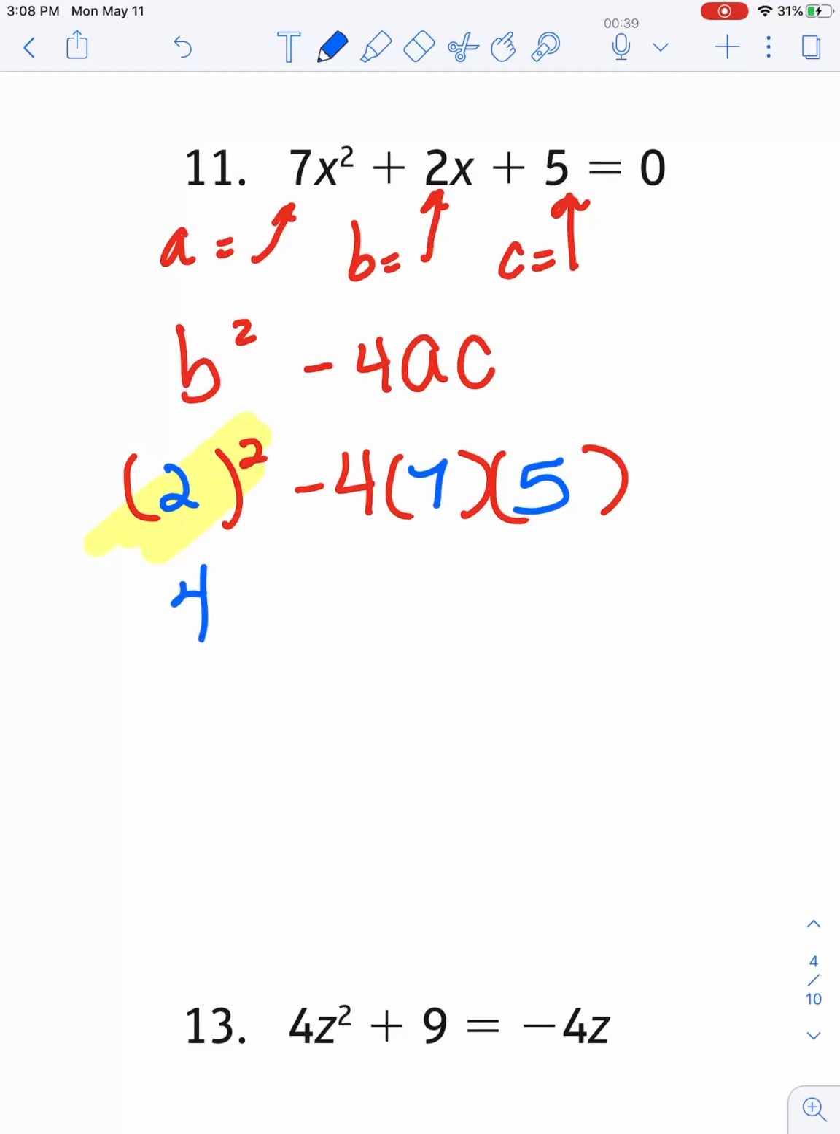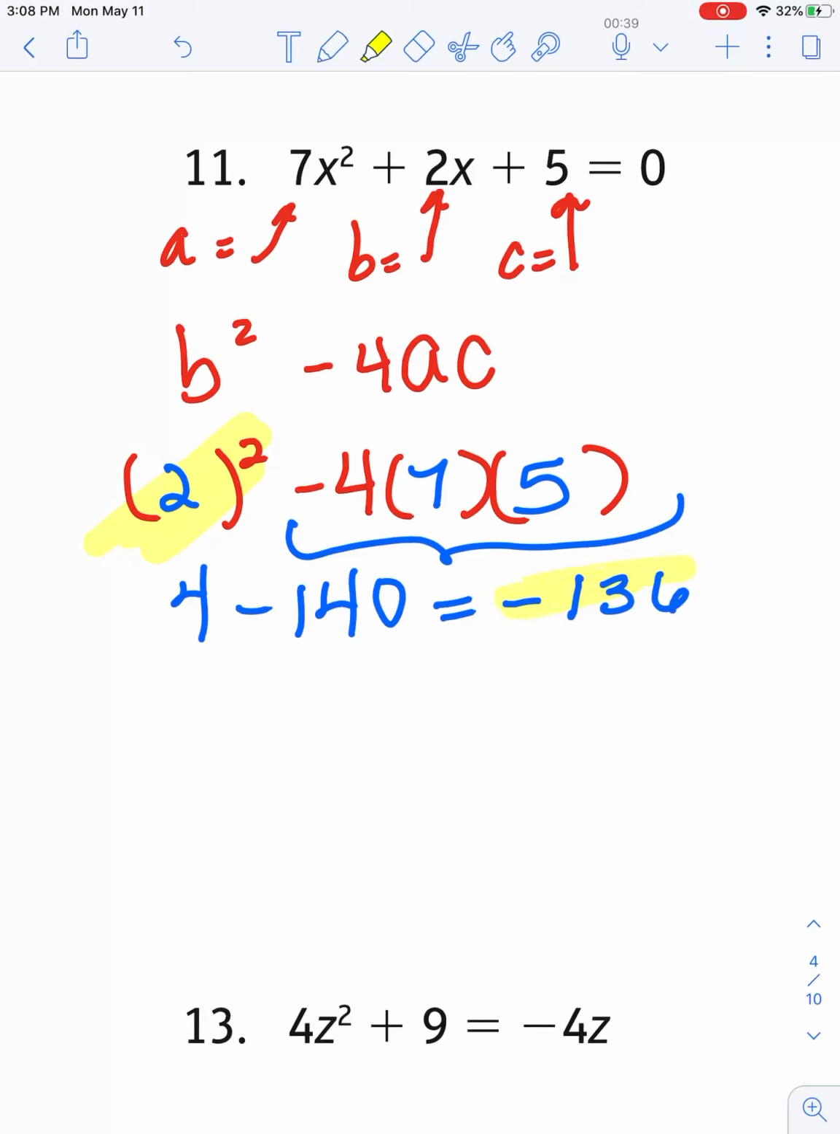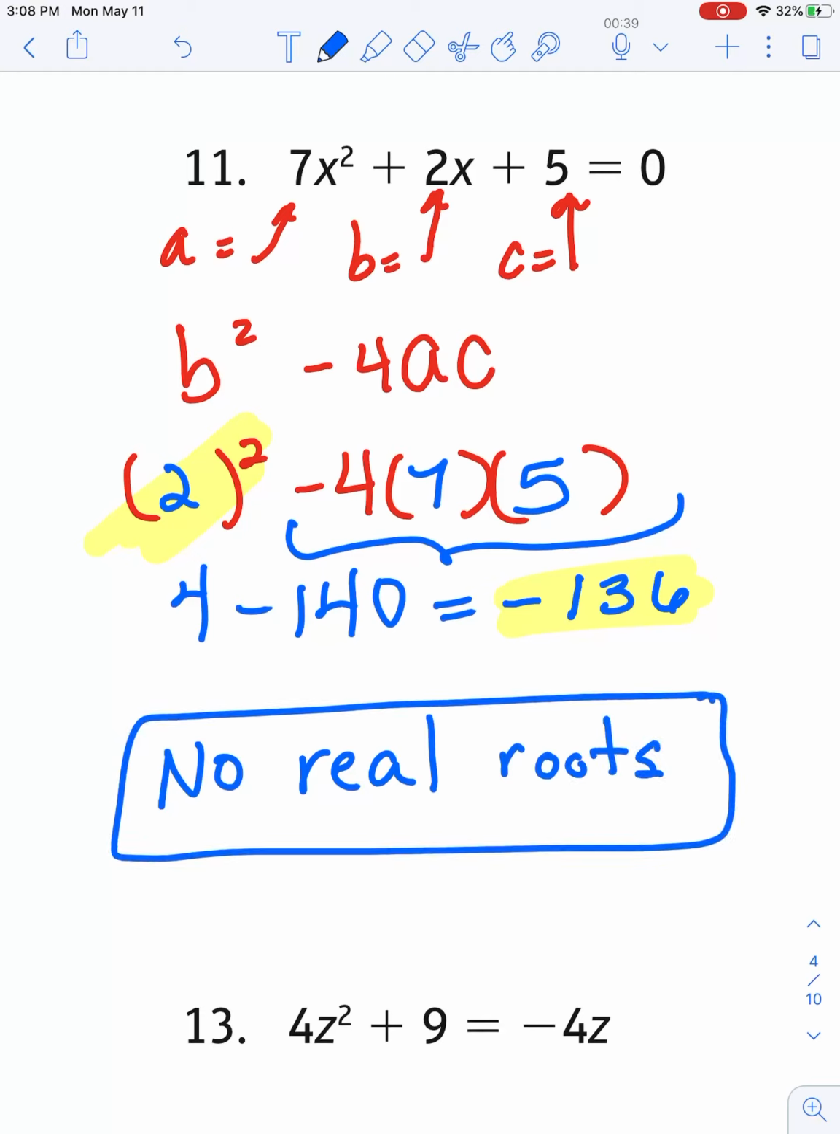2 squared is 4. Now I gather all that up, swoop it up, and there's only one negative, so it's going to be negative. And then we're going to multiply 4 times 7, which is 28. And then we're going to multiply that by 5 to get 140. Okay, so 4 minus 140 is a negative 136. Because this is negative, you know that there are no real roots. So this is how later on you'll be showing work.